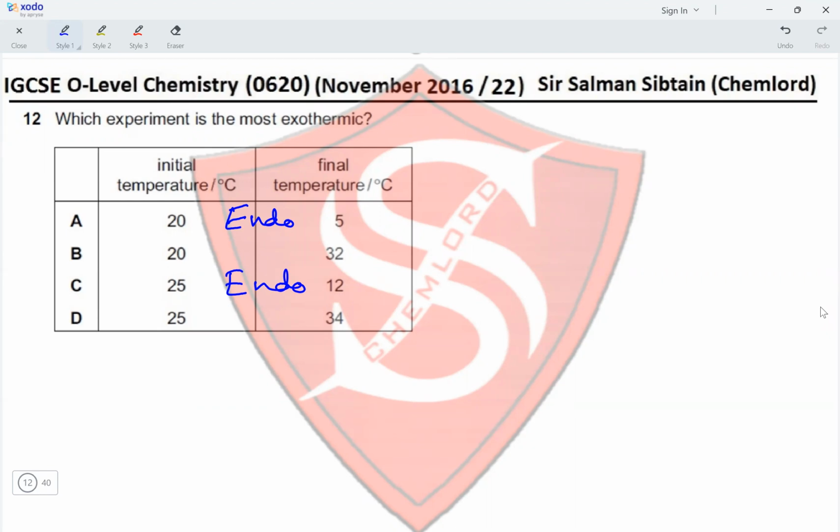Now, for B, the difference in temperatures would be 32 minus 20, which would give us a difference of 12. And since the units are degree Celsius, we would use degree Celsius here. And for D, we would have 34 minus 25, giving us a difference of 9 degrees Celsius. So the experiment that is the most exothermic is the one with the greatest temperature difference, that being 12 degrees Celsius, making option B the correct option for this question.